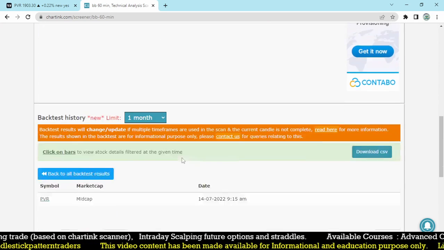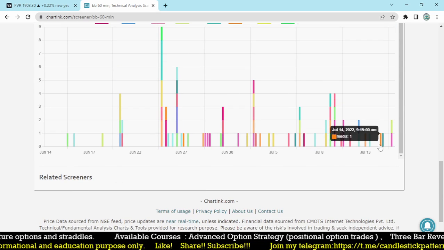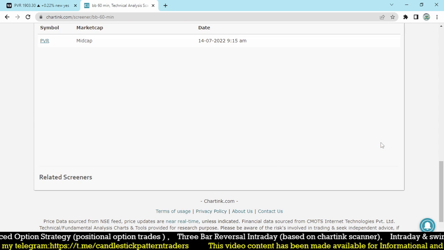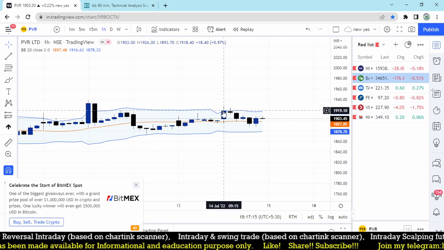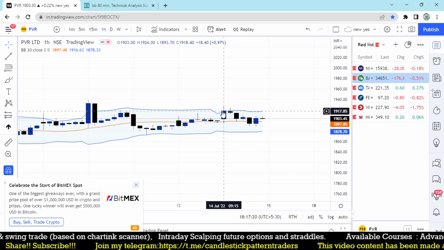So run scan, we may get more stocks. Let me try it. Yeah, can you see that? The same stock only on 14th at 9:15. That is the starting candle of PVR, where it closed above the band or crosses above it. But by the end of the day the high is not broken.